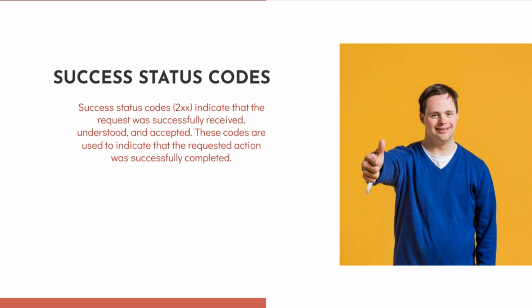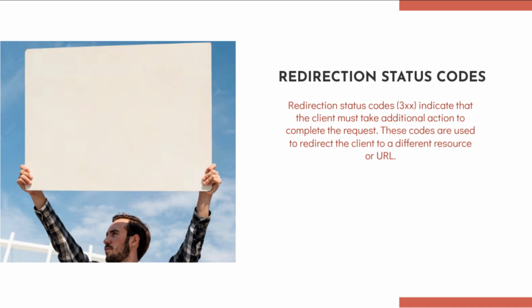1. Check the status code. Examine the status code returned by the API to determine the outcome of the request. 2. Handle success codes. For 2xx status codes, process the response data as expected. The specific code may indicate the success type, such as 200 for a successful request or 201 for a resource creation.